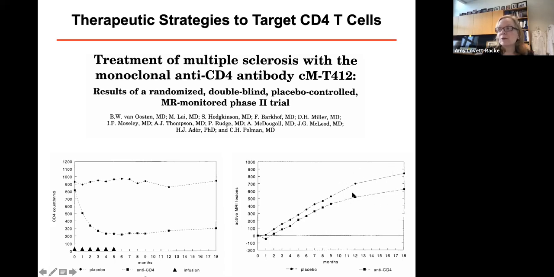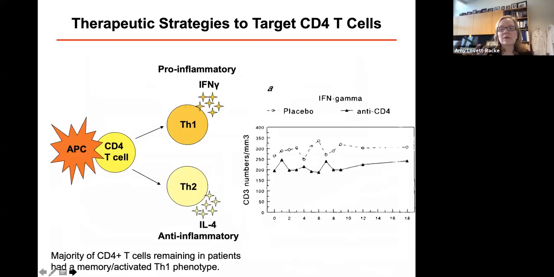Now, it turned out that this was not statistically significant. And you can see, even though these have fewer, they're still moving along and still having inflammatory lesions. So the great thing about this study was that there was a lot of work to look at the CD4 T cells in these patients pre and post treatment. And what they found was the number of interferon gamma positive T cells. So these are the Th1 cells, these effector cells that make interferon gamma, they didn't do such a great job of getting rid of them.